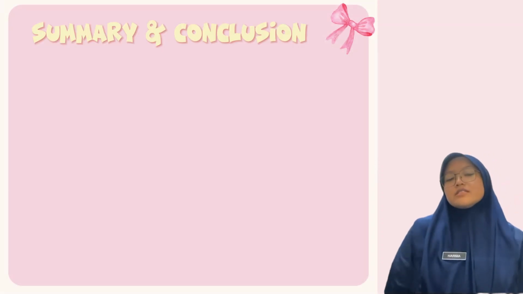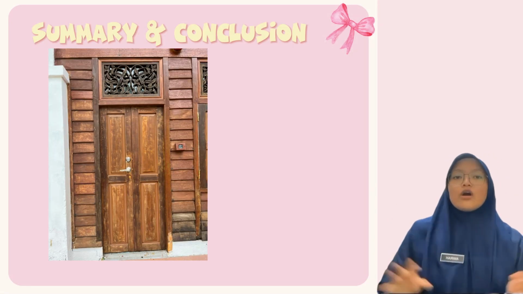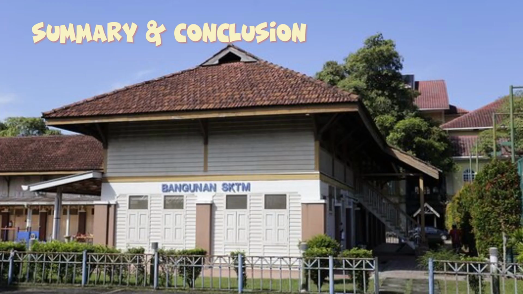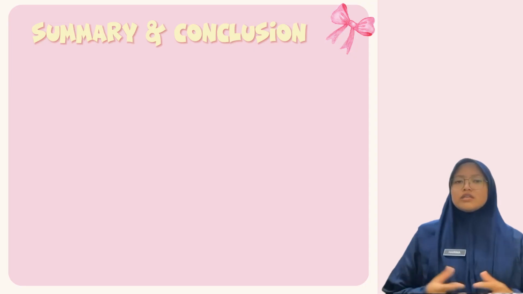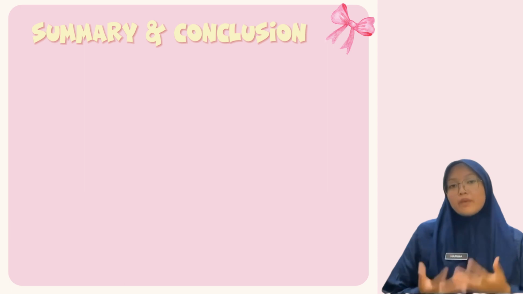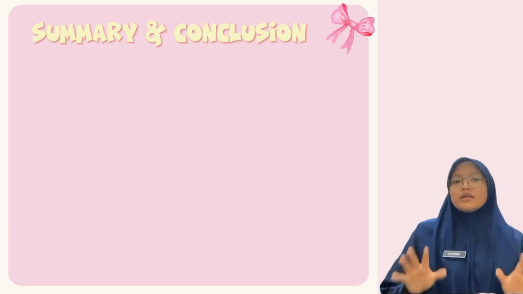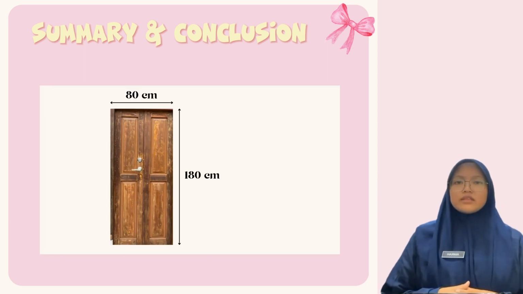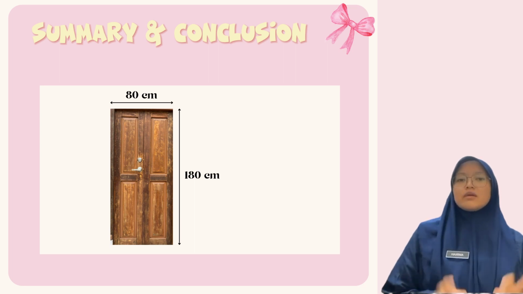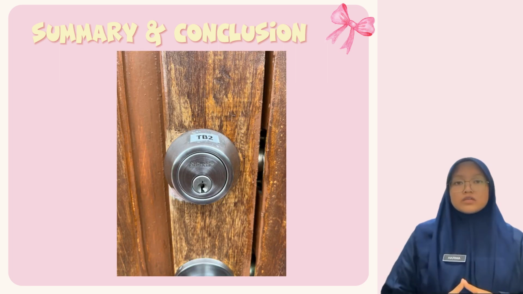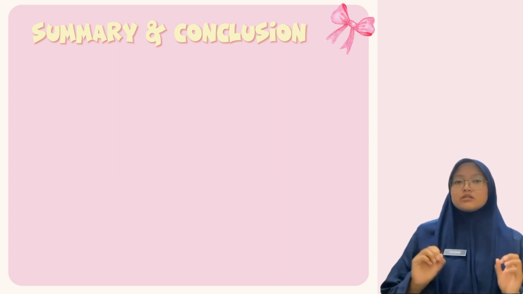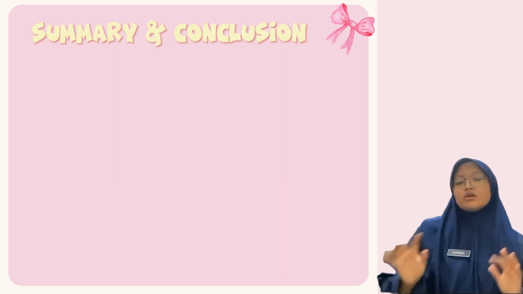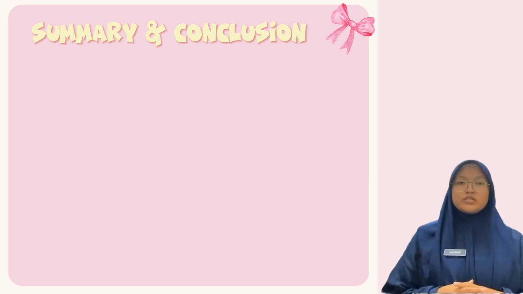Summary. In this study, we provide an overview of the door of bangunan Sekolah Kebangsaan Tanjung Malim SKTM located in campus Sultan Abdul Jalil Shah UPSI. The door is made of wood and serves as a barrier and security. It measures 80 cm in length and 180 cm in height with a deadbolt lock featuring circles. This also discusses geometrical concepts related to the door's measurement and transformation.